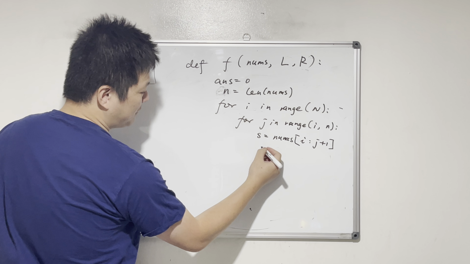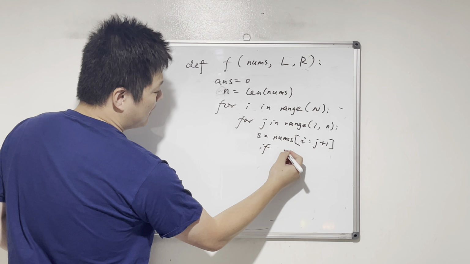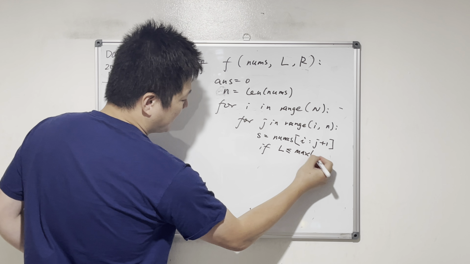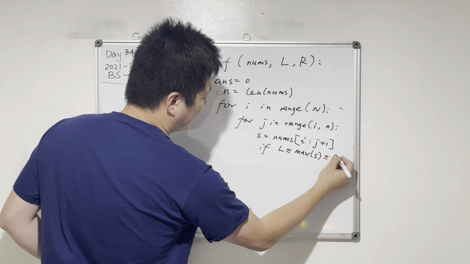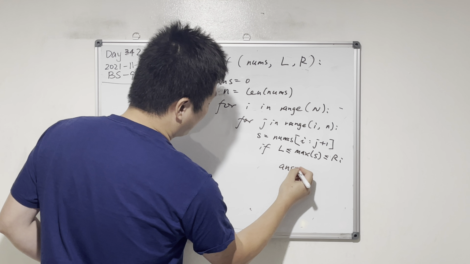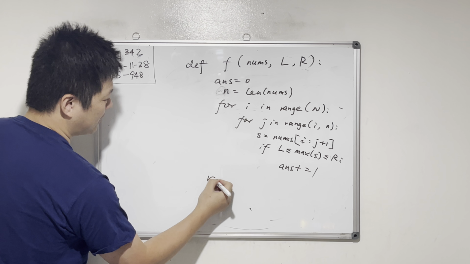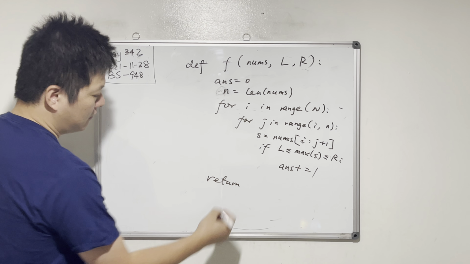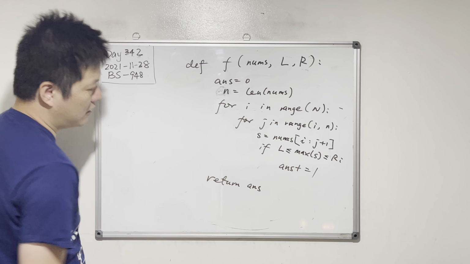And then we want to get the maximum. So if lower is smaller or equal than the maximum of the sublist S, which is smaller or equal to upper, then answer plus equals 1, right? Easy, yeah? Brute forcing. Return answer. What's the time complexity?